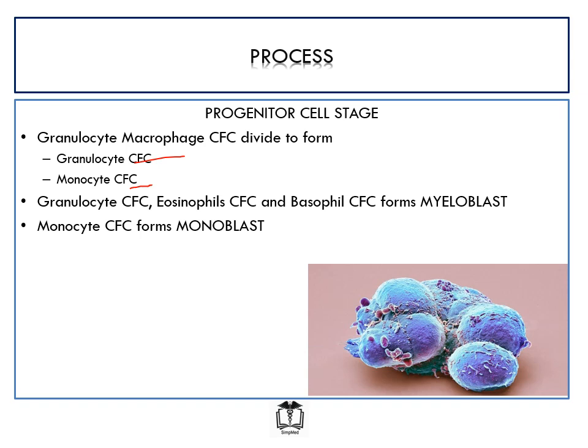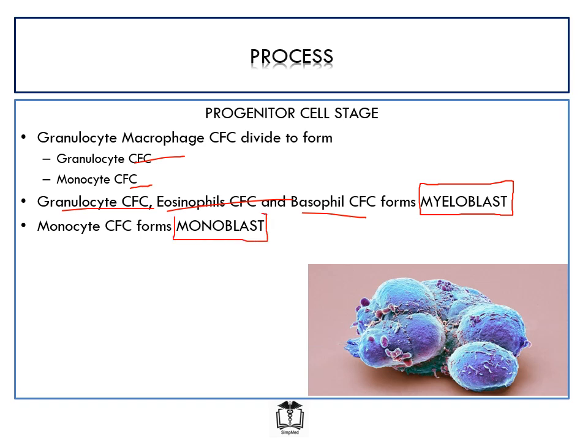process of myelopoiesis. So we have the granulocyte colony forming cells, the eosinophil colony forming cells, and the basophil colony forming cells, giving rise to a similar type of precursor cell called the myeloblast. And then finally, the monocyte colony forming cells form their own separate type of precursor cell known as the monoblast.